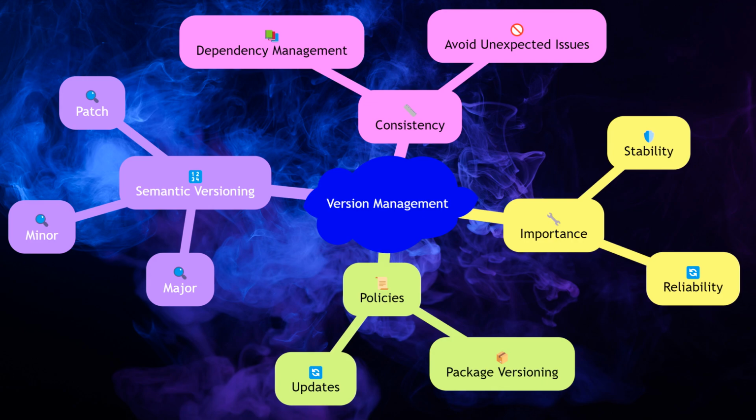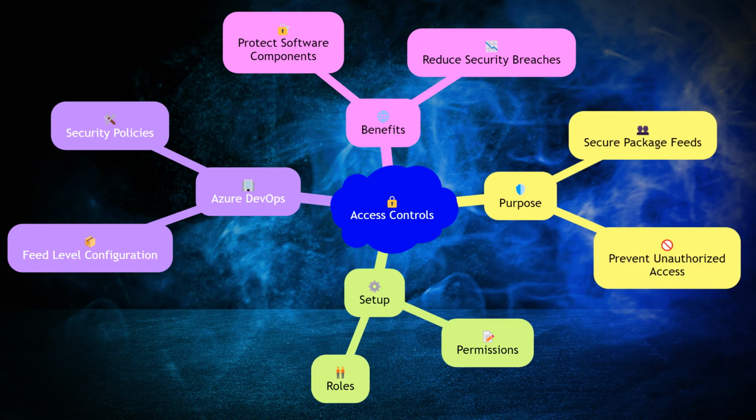not introduce unexpected issues. Access controls are essential for securing package feeds and ensuring that only authorized users can access and modify packages. This involves setting up permissions and roles that define who can publish, consume, and manage packages. In Azure DevOps, access controls can be configured at the feed level, allowing teams to enforce security policies and protect their software components. By implementing robust access controls, organizations can prevent unauthorized access and reduce the risk of security breaches.